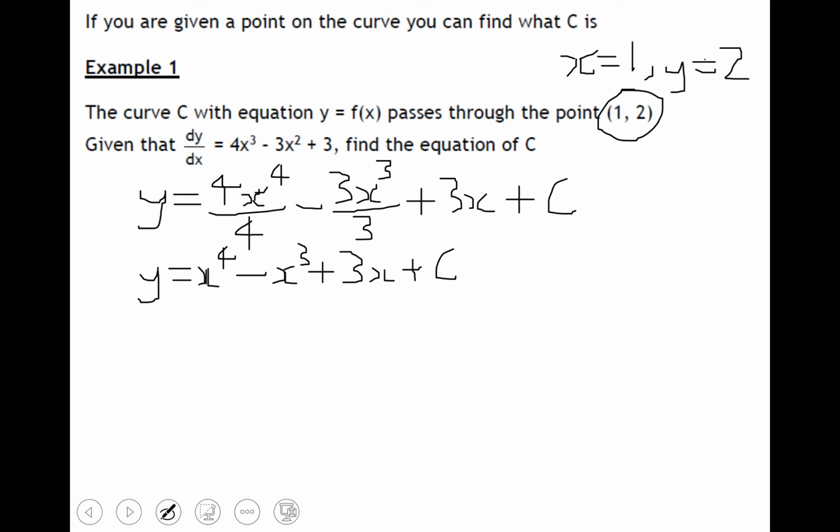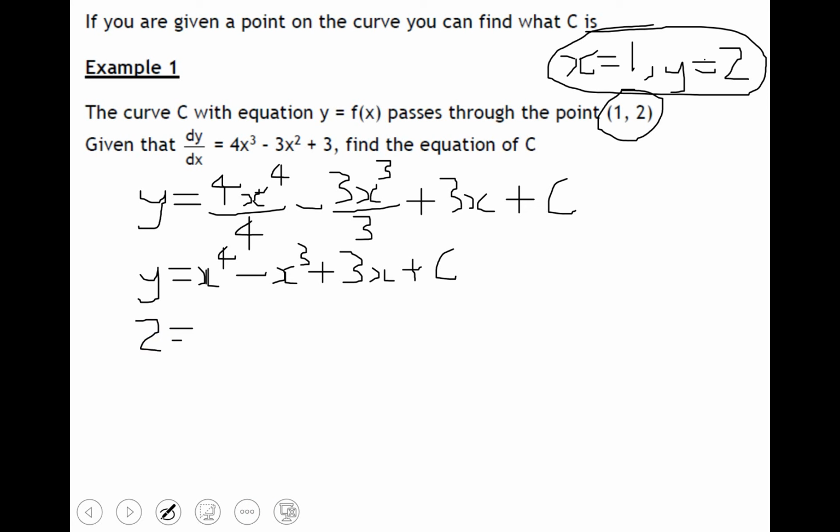Now the most common error in these sorts of exam questions is that people stop at that stage, therefore cutting off their chances of getting the rest of the marks for the question. This is the point where the x equals 1, the y equals 2 comes in. So we substitute those two values into our formula.